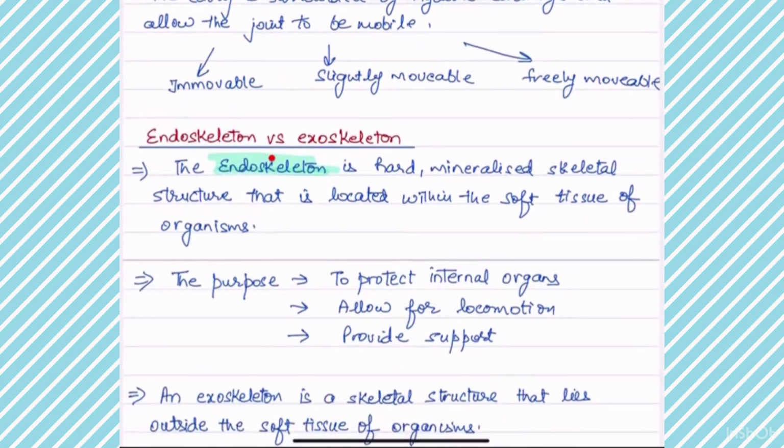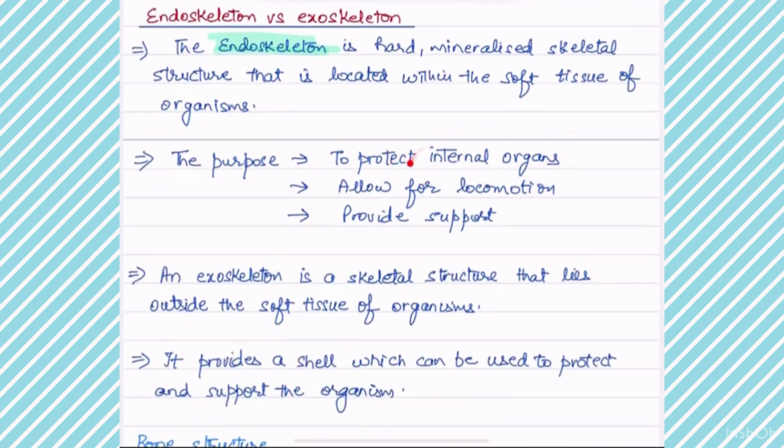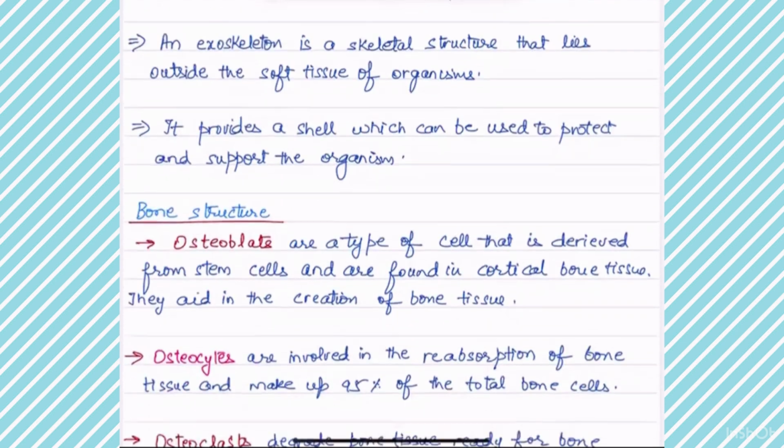Now we have endoskeleton versus exoskeleton. The endoskeleton is a hard, mineralized skeletal structure that is located within the soft tissue of the organism. The purpose is to protect internal organs, allow for locomotion, and provide support. An exoskeleton is a skeletal structure that lies outside the soft tissue of organisms. It provides a shell which can be used to protect and support the organism.